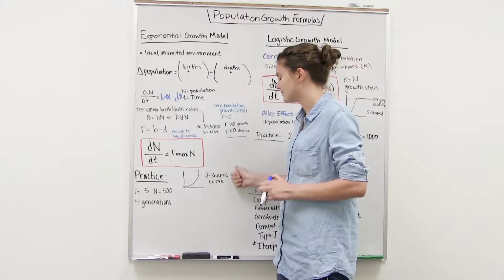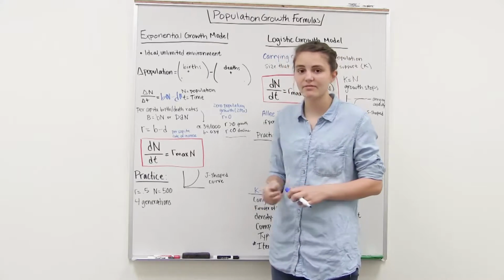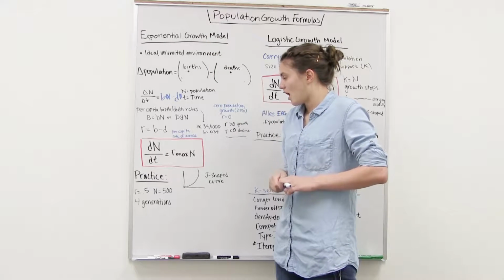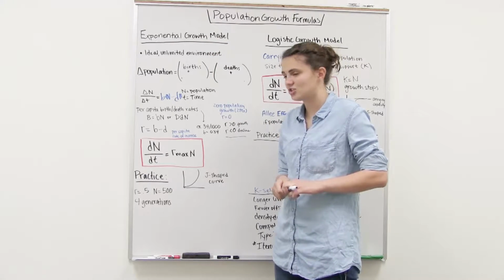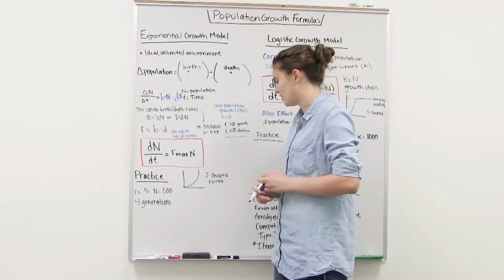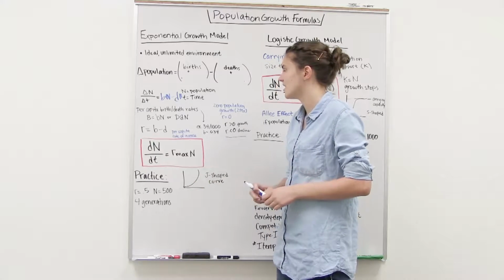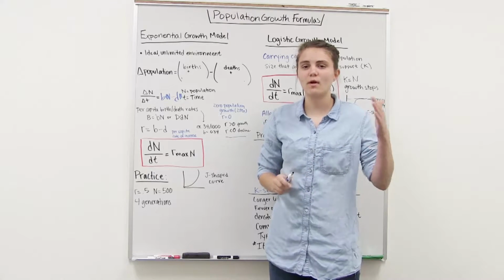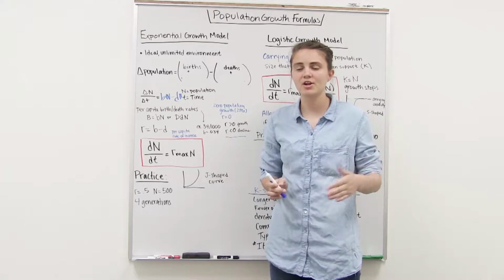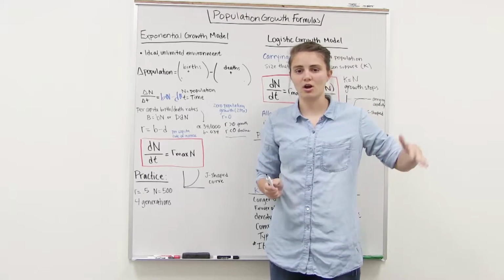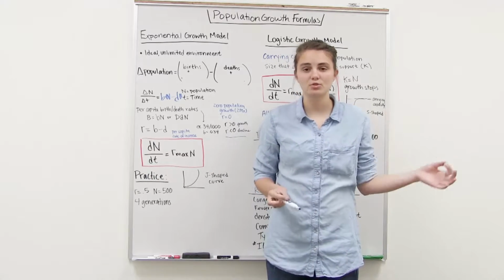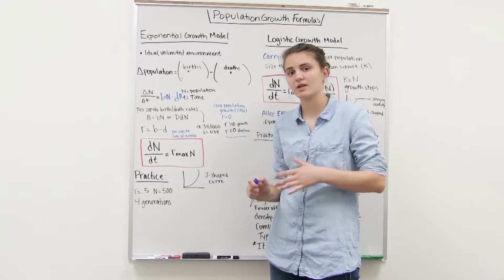Real fast, something to note is that if we were to graph the change in population size over time, we would find that it forms sort of a J-shaped curve. This is because it's exponential. So as we continue to grow at the same rate year after year after year, we're going to be increasing our number of individuals in our population because more individuals can produce more offspring.